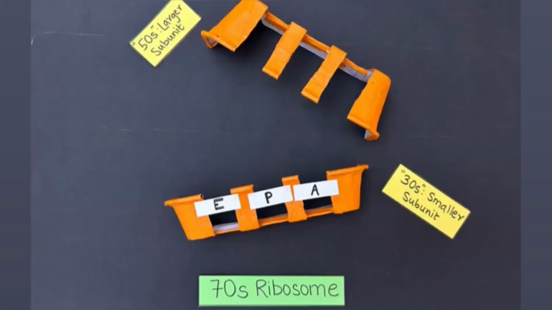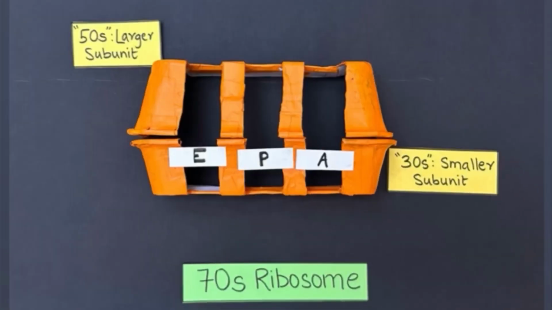70S ribosome unit or rRNA. The 70S ribosome unit consists of two subunits. The larger 50S rRNA subunit, which is made up of 23S rRNA and 33 proteins. The smaller subunit, called 30S rRNA, is made up of 16S rRNA and 21 proteins.